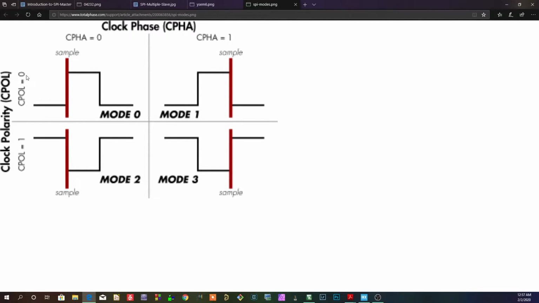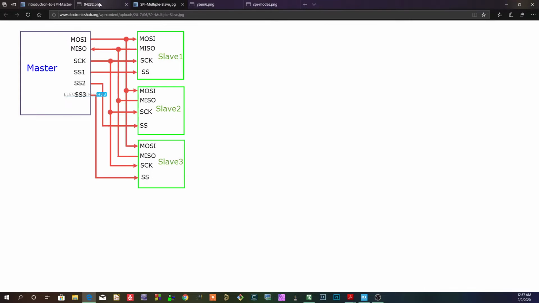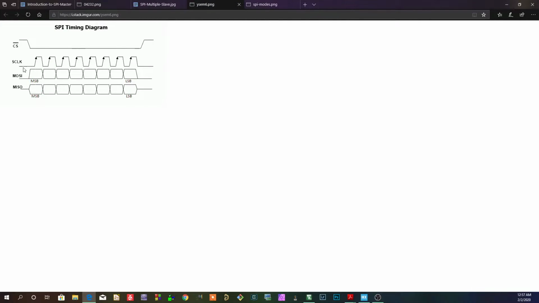Now, if the polarity of your clock is 0, that means it's like this, then it just so happens that the first edge, in this case, is a rising edge. So with phase 0 and clock polarity 0, you'll sample your data on the rising edge, which is exactly what you see right here. This is an SPI timing diagram, and here's the rising edge, and that edge falls right in between when your bit is already set high or already set low. It doesn't fall on the transition, right?